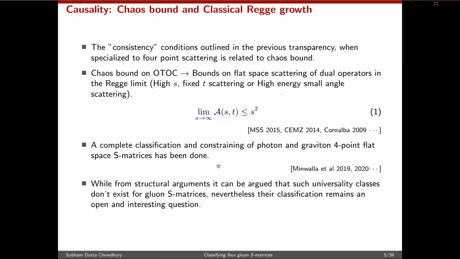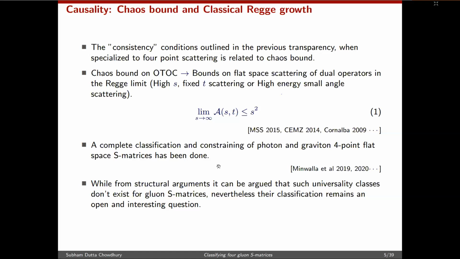It is a bit disappointing that such universality classes cannot be derived from some structural argument for gluon S-matrices, in the sense that using this argument you can't say that Yang-Mills is the only allowed gluon Lagrangian, and that any other modification to it will violate some physical principle. We don't have that. But nevertheless, the first part of the problem, the classification, remains an open and interesting question: what is the possible set of gluon S-matrices that you can write down? Basically, all possible gauge invariant tensor structures. Do you guys have any questions at this point?